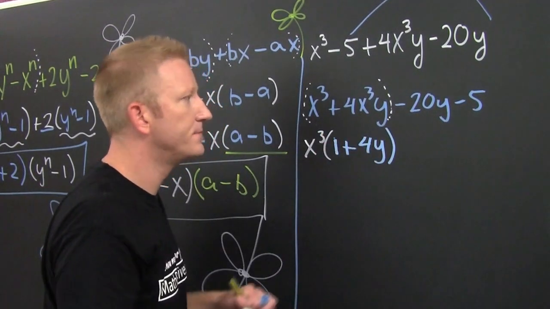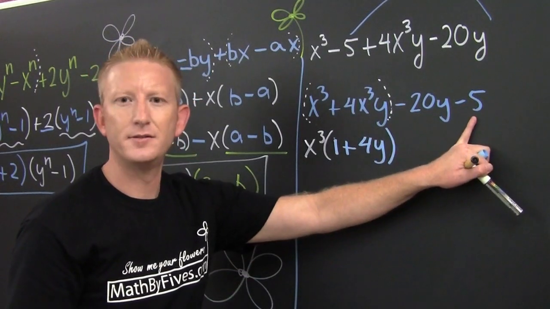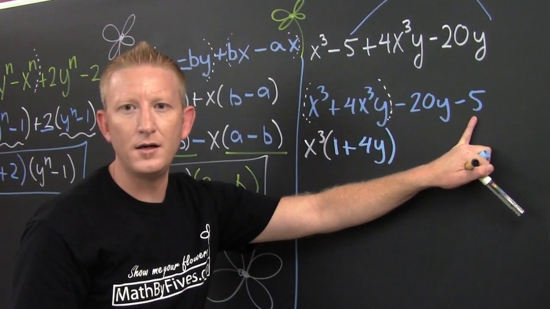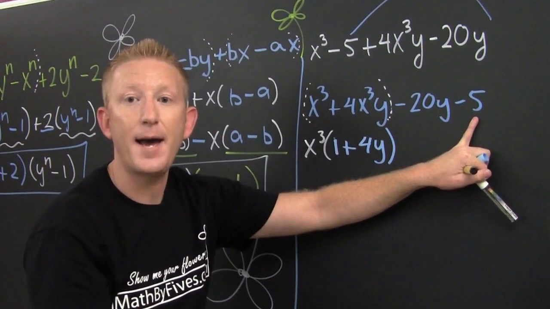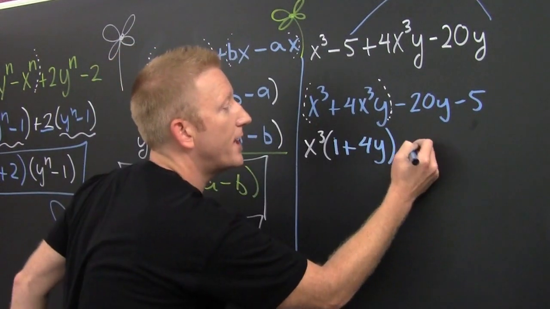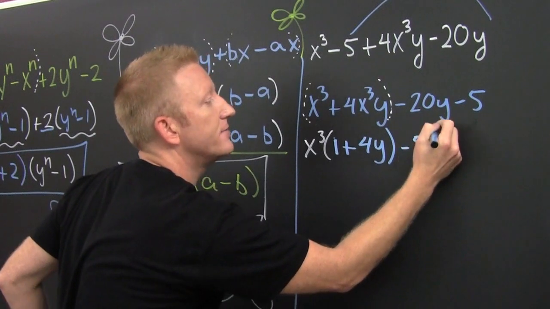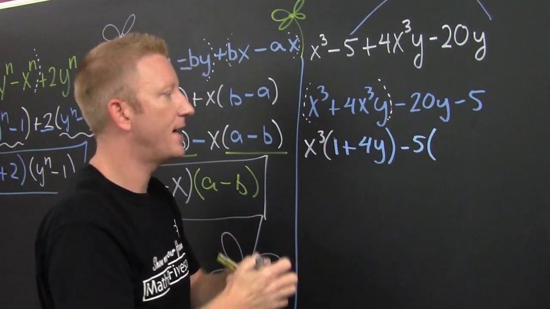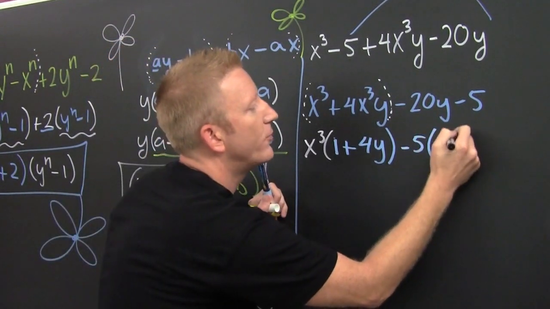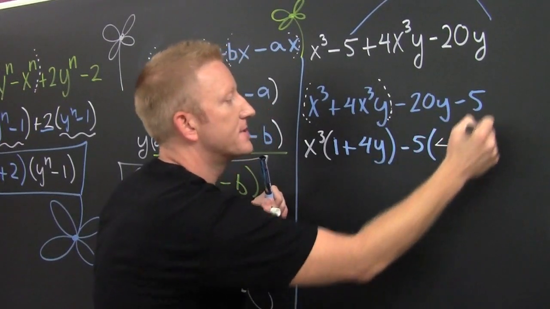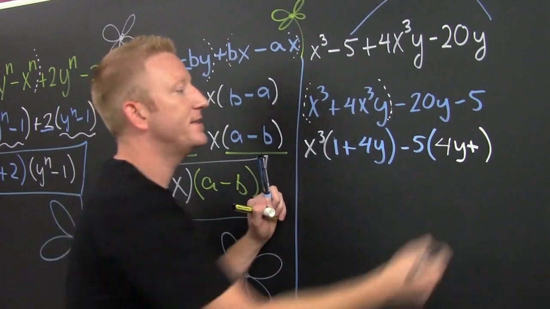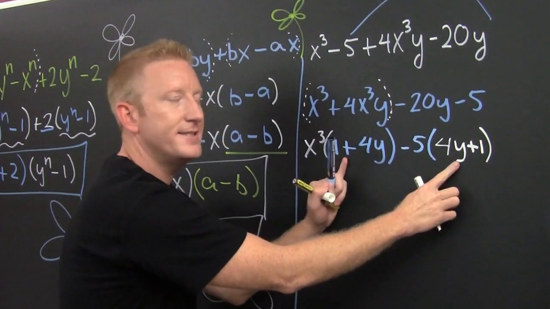What are you going to pull out of here? Common factor, and include that minus sign. So then we pull out that minus 5. And then left over on the inside, we're left with 4y. That minus changes that sign to a plus. 1.